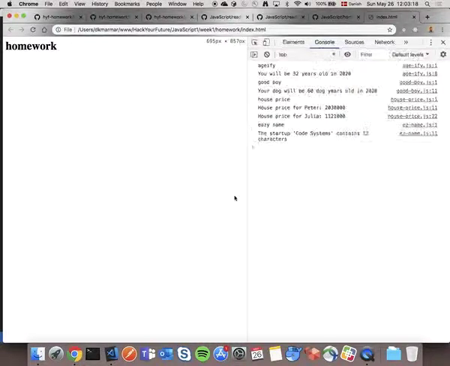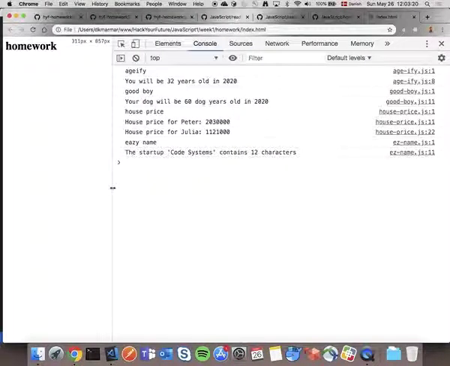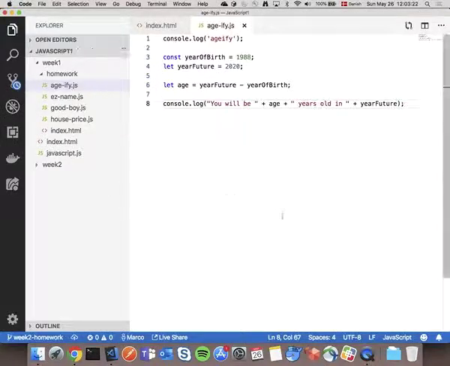Can we zoom in on this? Yes. So the first one was, I guess, a little bit simple. I don't know if you guys had many questions about it.